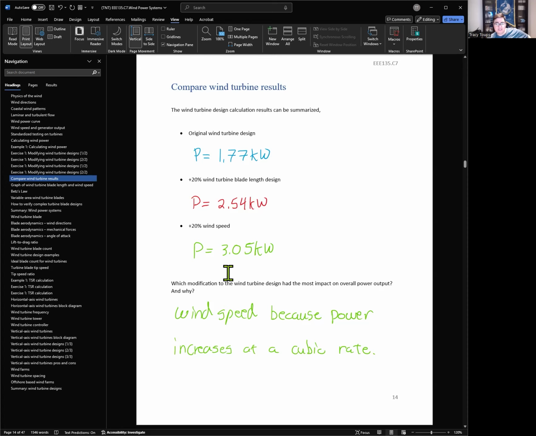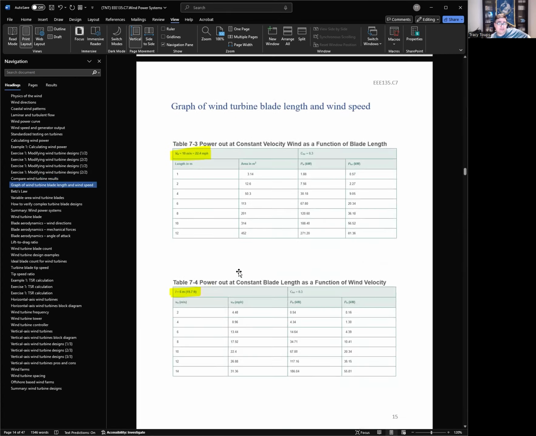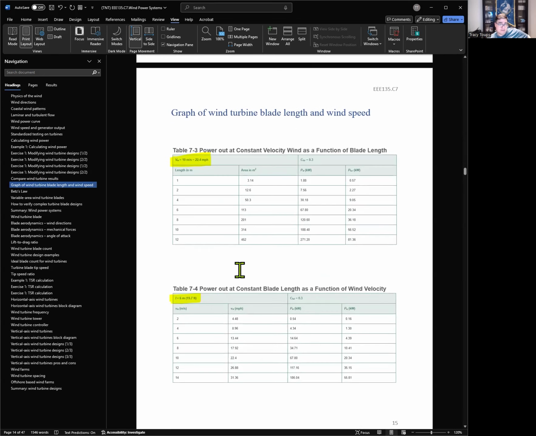You could do all the fancy tools in the world, but nothing is going to be more impactful than getting a faster wind speed to your wind turbine, right? So if you've got a slow wind speed, nothing's going to fix that, right? Just go find a place with higher wind speed.